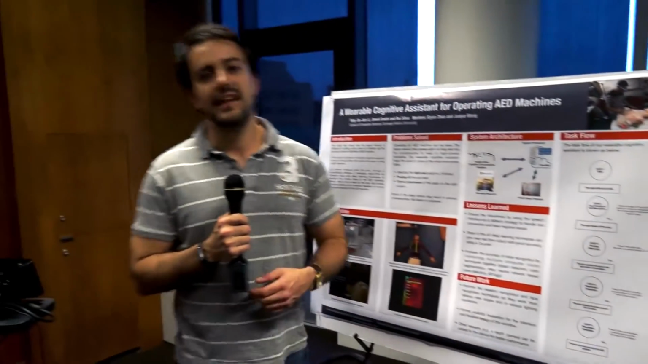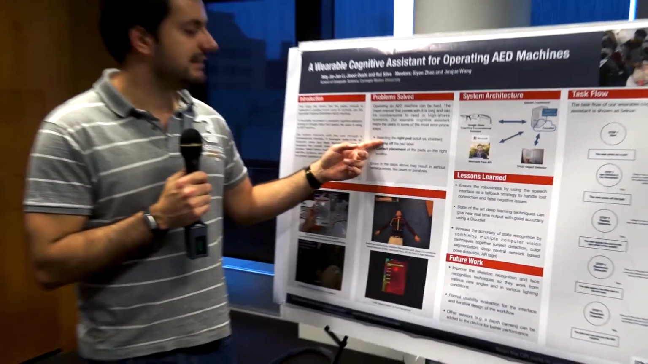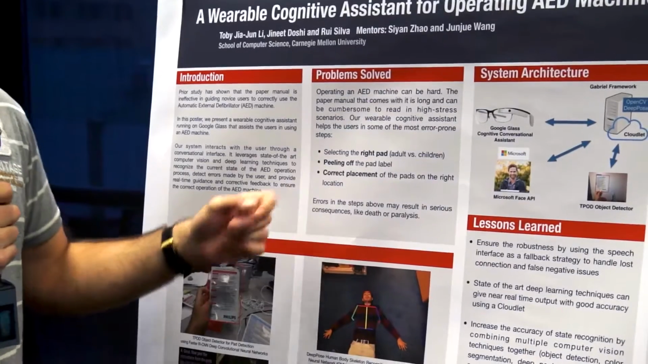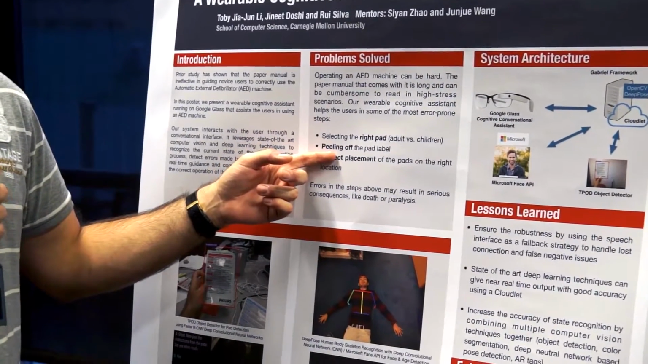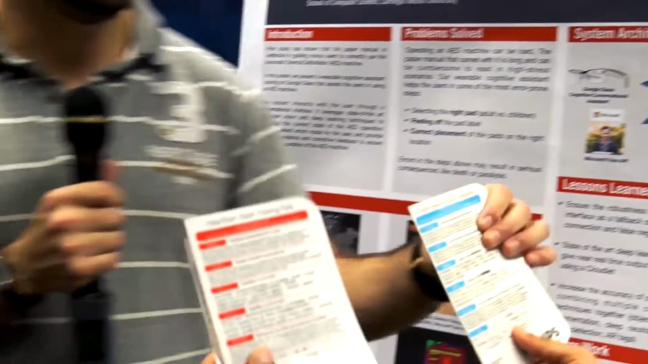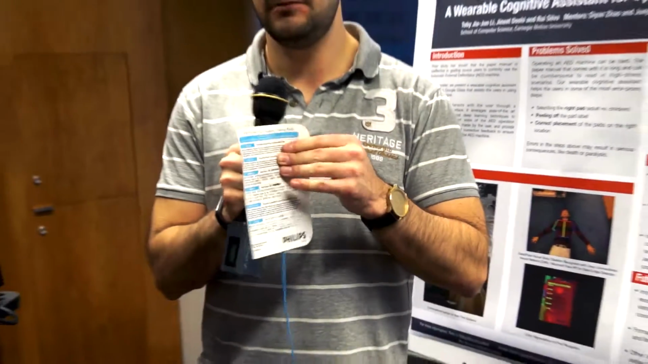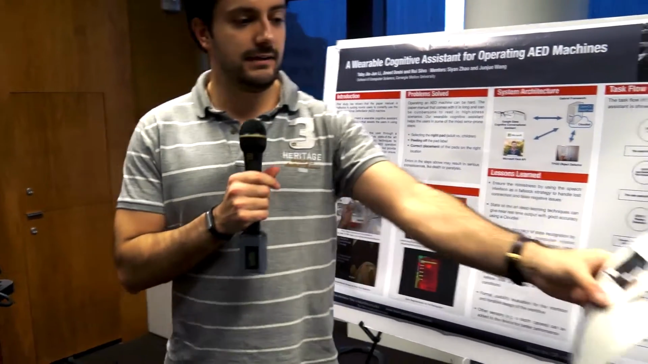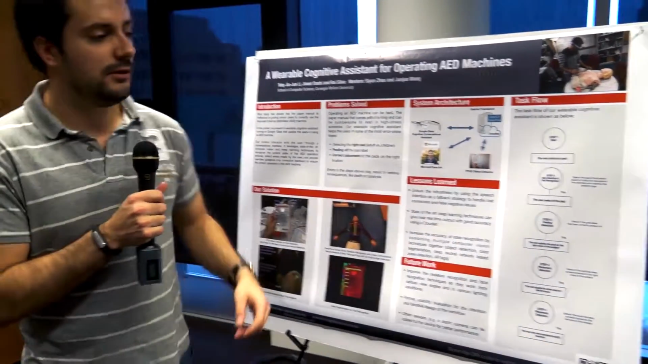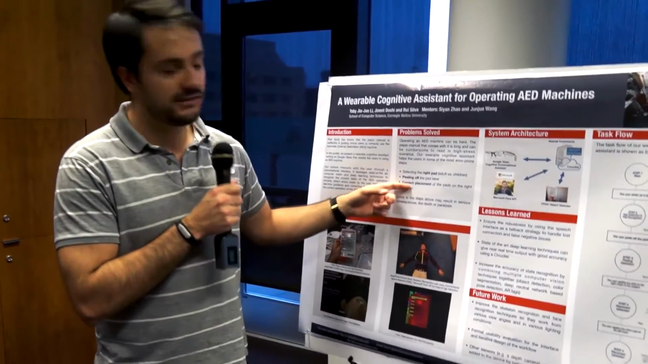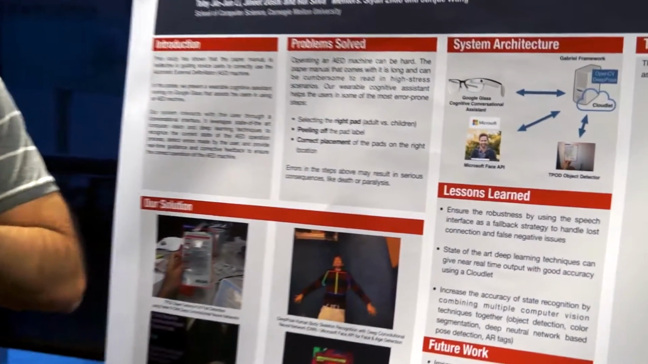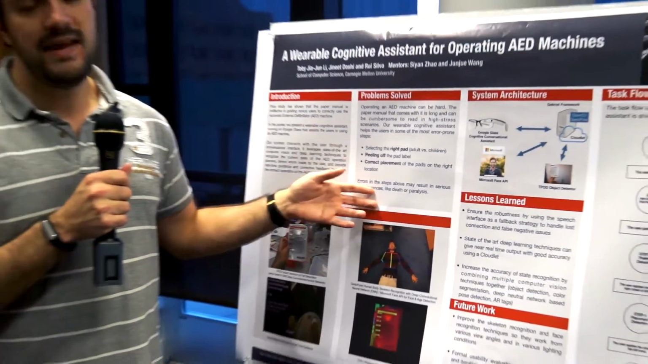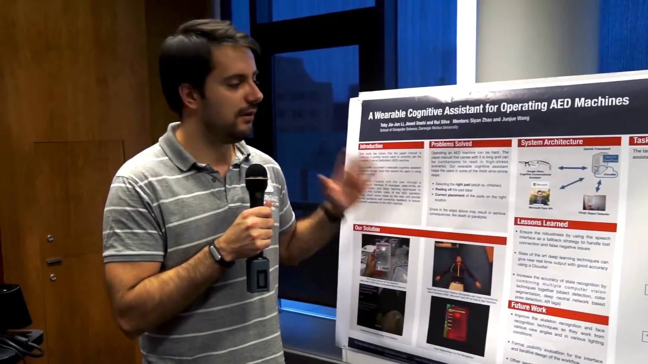Some of the most common mistakes include selecting the right pad. There are specific pads for adults and for children. Another common mistake is peeling off the instructions of the pad. Unfortunately, people forget lots of times to do this very simple operation. And then, probably the most problematic issue is the correct placement of the pads on the right location of the body. Inexperienced users make mistakes on these steps all the time.